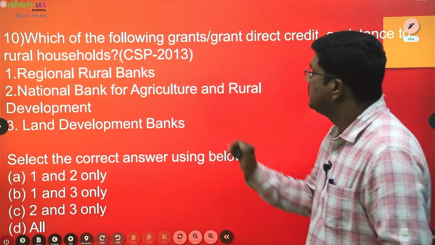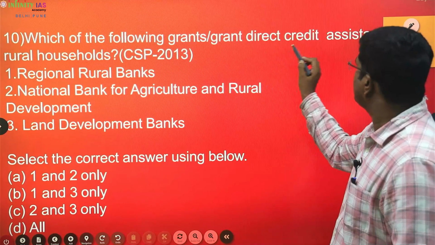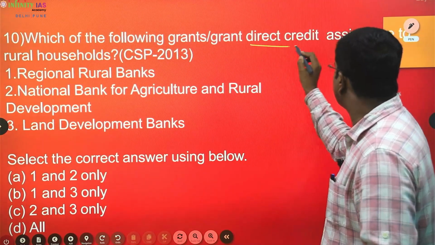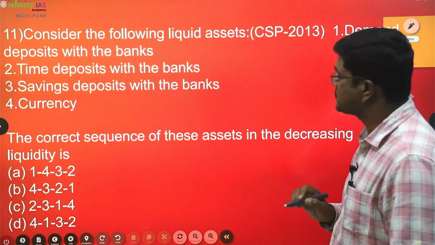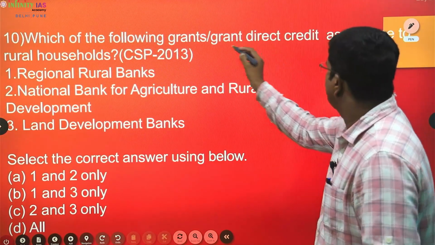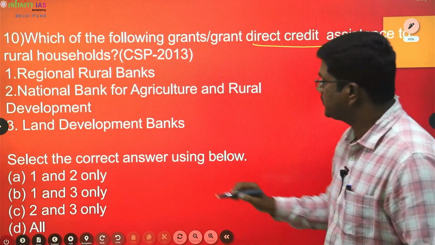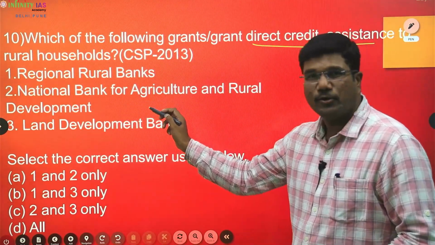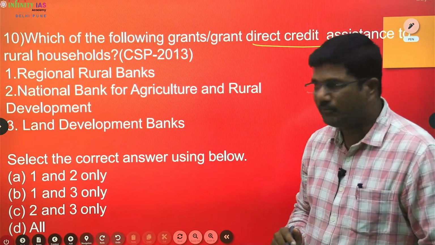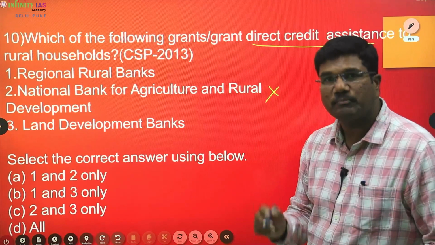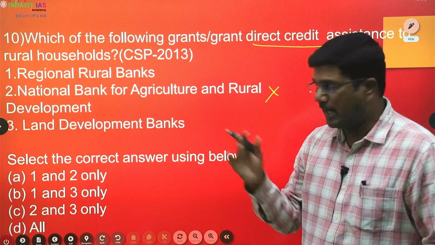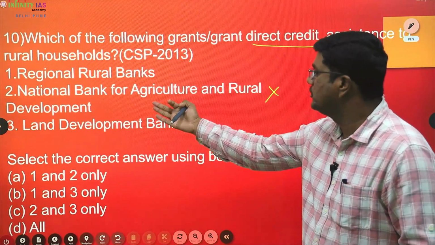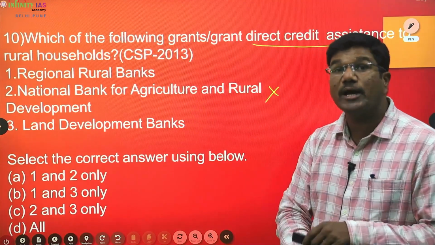Next question. Which of the following grants direct credit assistance to rural households? Now see the keywords again: direct credit assistance. Nobody, neither me nor you, goes directly to NABARD for loans. As you know very well, NABARD doesn't give us direct loans. They give to the cooperative banks and to RRBs, and then those banks give to us, right? So we are not direct beneficiaries of NABARD loans. We are beneficiaries, but not direct beneficiaries.